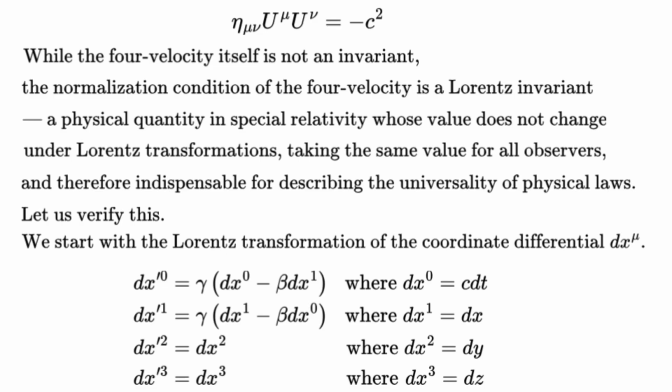While the four-velocity itself is not an invariant, the normalization condition of the four-velocity is a Lorentz invariant, a physical quantity in special relativity whose value does not change under Lorentz transformations, taking the same value for all observers, and therefore indispensable for describing the universality of physical laws.